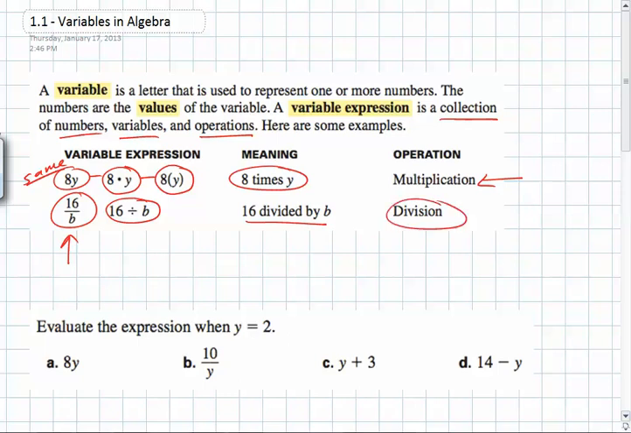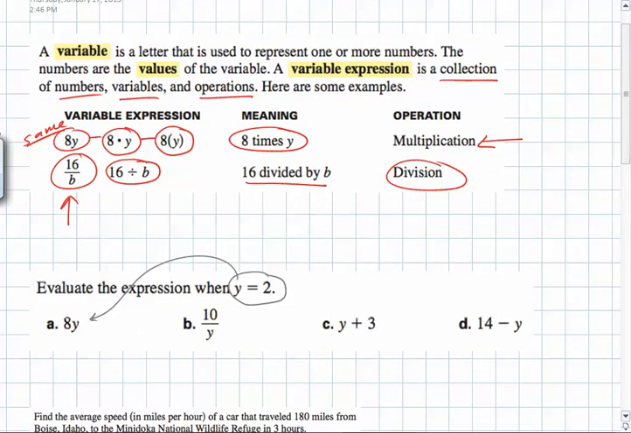Evaluating an expression is taking a value for a variable and plugging it in place of that variable. So if we were to evaluate these expressions, we would have 8 times 2 is 16. In this case, on b, we have 10 divided by 2, which is 5. Here we have 2 plus 3, which is 5. And here we have 14 minus 2, which is 12.